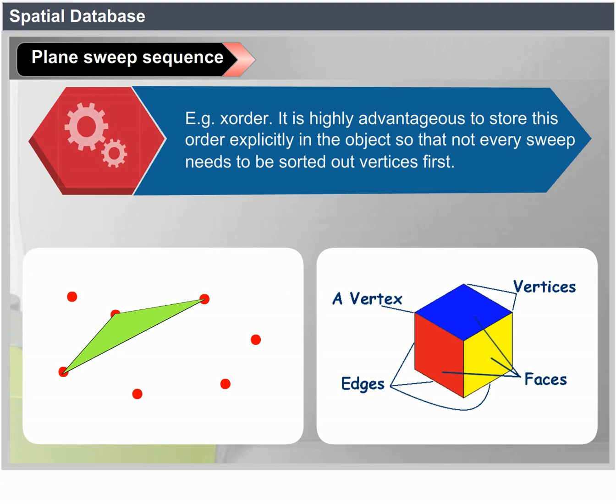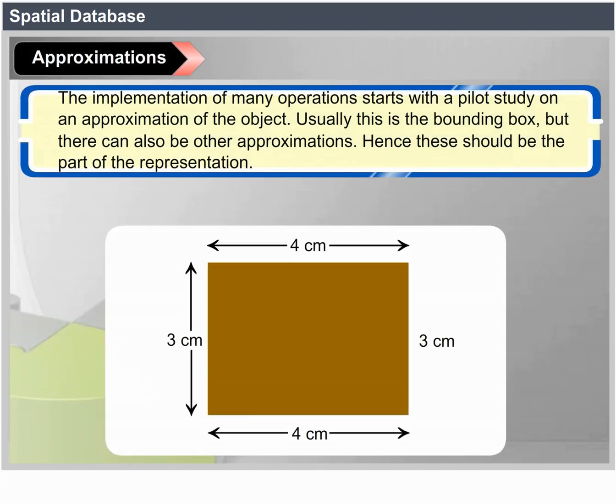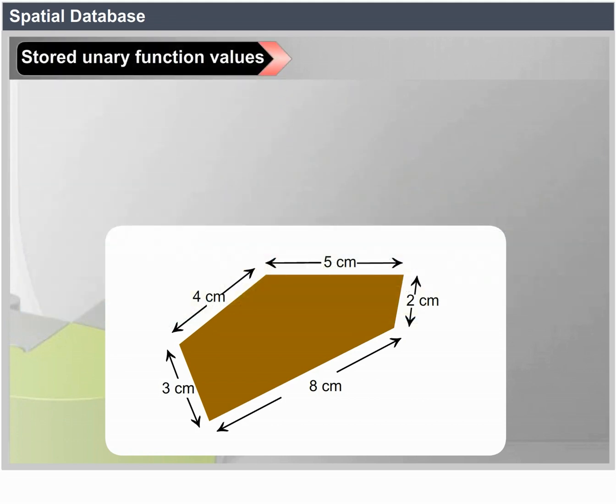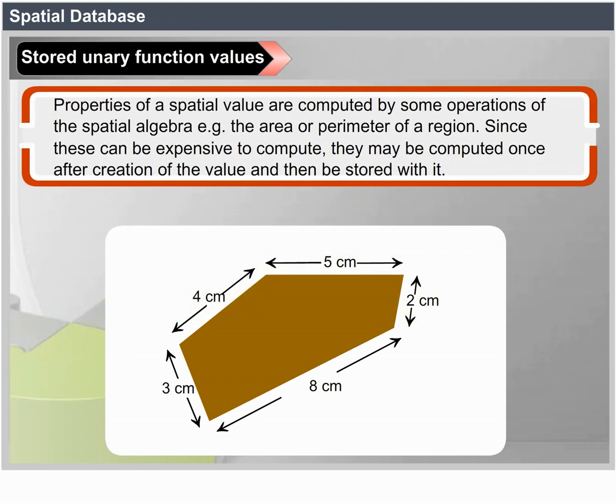Approximations. The implementation of many operations starts with a rough test on an approximation of the object. Usually this is the bounding box, but there can also be other approximations. Hence, these should be part of the representation. Stored unary function values. Some operations of the spatial algebra compute properties of a spatial value, for example, the area or perimeter of a region. Since these can be expensive to compute, they may be computed once after creation of the value and then stored with it.